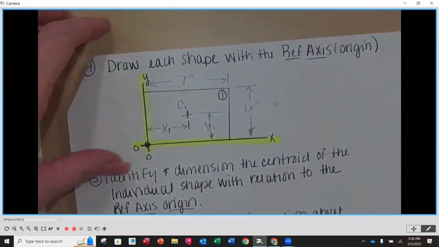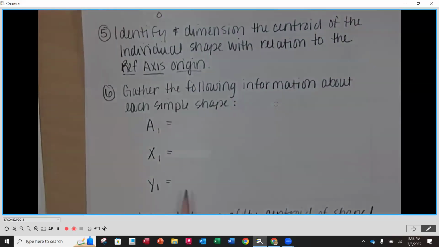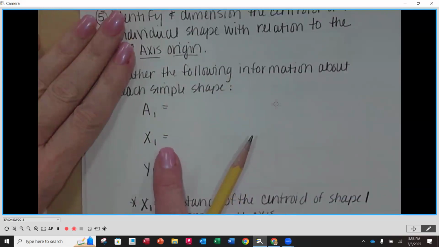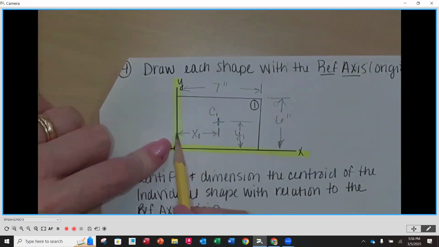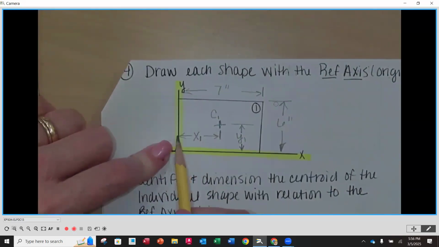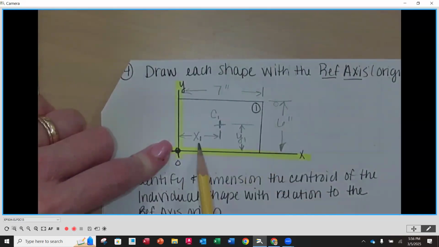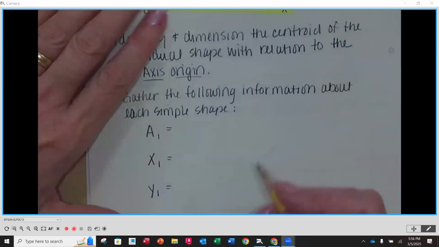Okay. Now we want to gather information about our shape. So I'm going to skip over area for right now because we already identified our x1. So if our x1 is the distance from the reference axis on the left-hand side here to our centroid, and if the total length of our shape is 7 inches, what is x1? Somebody in the room knows what x1 is. 3.5 inches. 3.5 inches, yes.